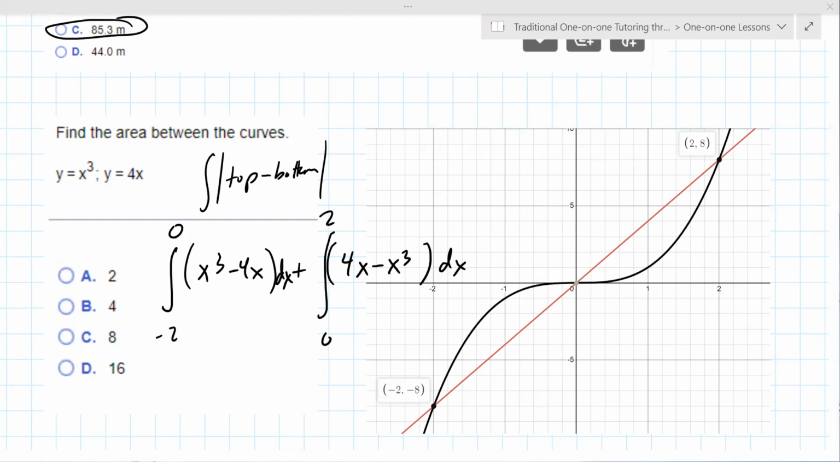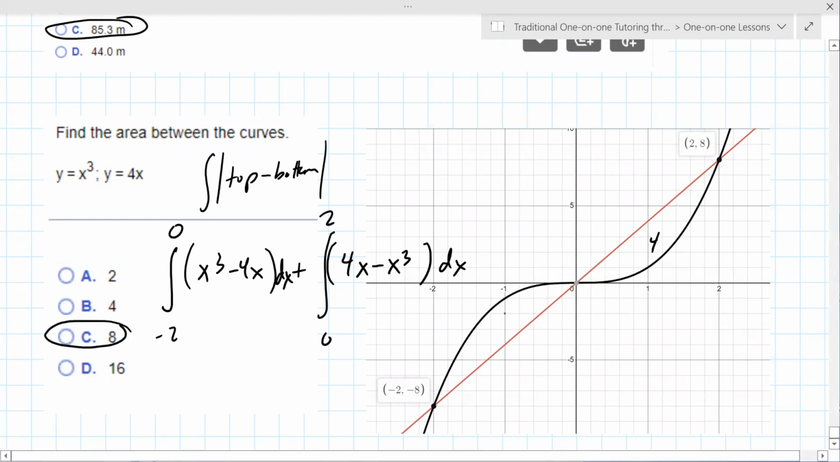So the answer here is, let me get a calculator going. Let's see here, absolute value, -2 to 2, and it ends up being 8. So each of these individual areas is 4, and the total is 8.